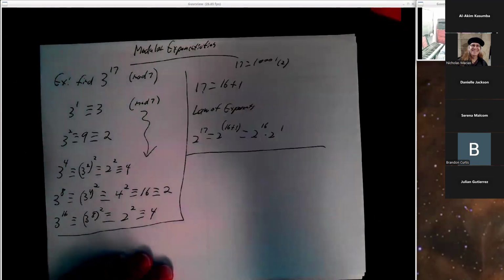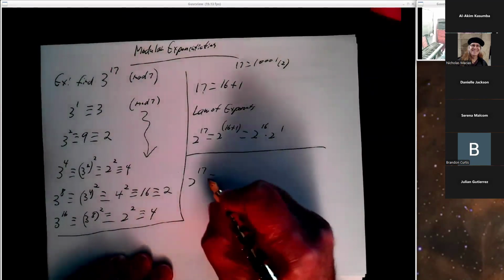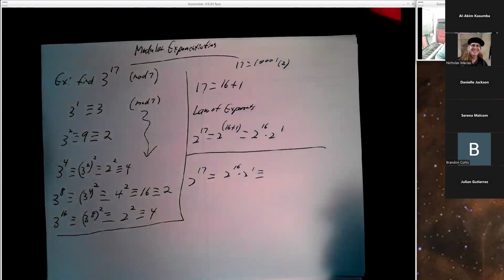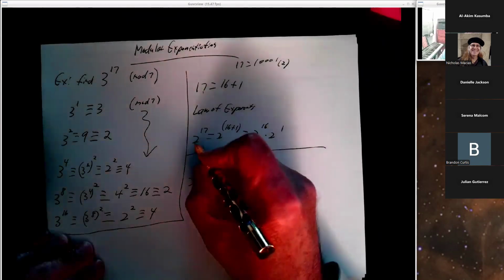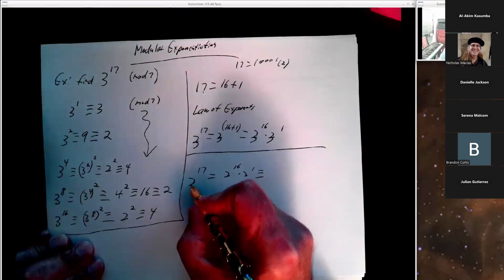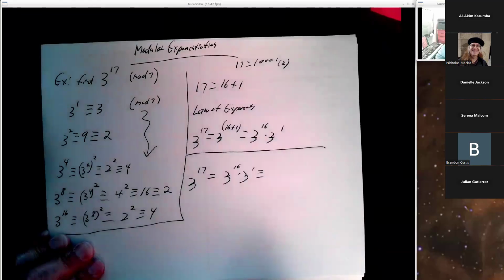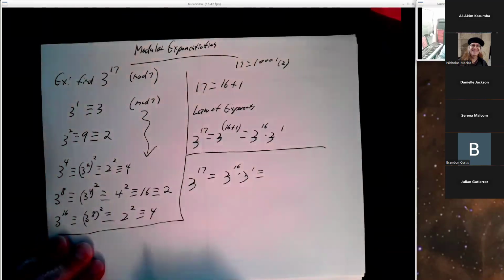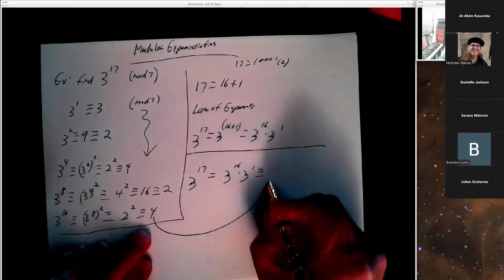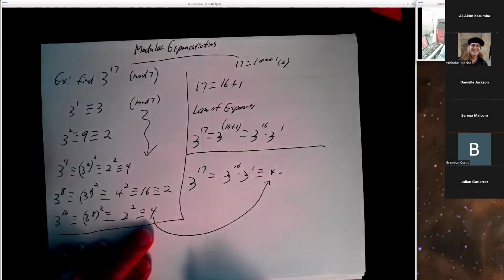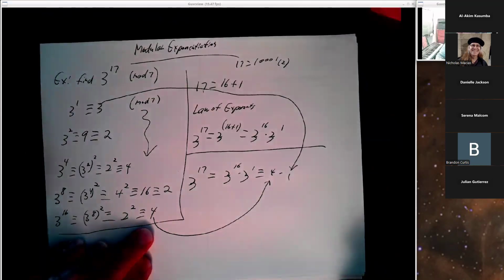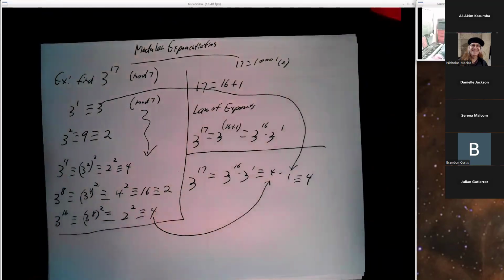And then the third step is to put those together. So 2 to the 17th equals 2 to the 16th times 2 to the first. Sorry, these should all be threes for us. I mean, they work regardless of the exponent, but we're trying to find 3 to the 17th. So 3 to the 17th is 3 to the 16th times 3 to the first, which is congruent to 3 to the 16th is congruent to 4, and 3 to the first is congruent to 1, and 4 times 1 is just congruent to 4.